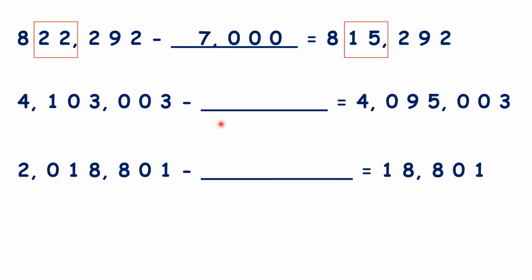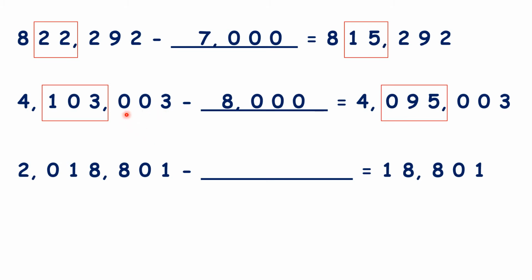Now for this next question, we can highlight the digits that have changed. So how do you get 95 from 103? You subtract 8. So our answer is 8,000 because the hundreds, tens and units have stayed the same.